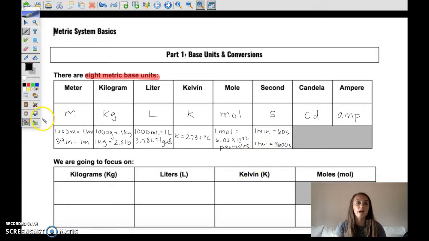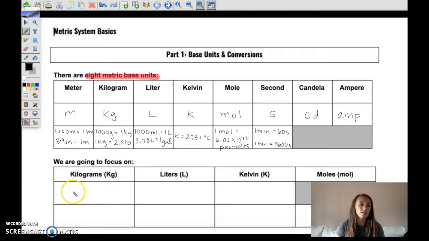I'm sure you're wondering how all of these conversion factors came about, especially those with numbers that are not part of the powers of 10, so like 10, 100, 1,000. All of those, especially the mole, came from a lot of experimentation within the last 500 years. In chemistry though, even though there are 8 metric base units, we're only going to focus on 4 of them.